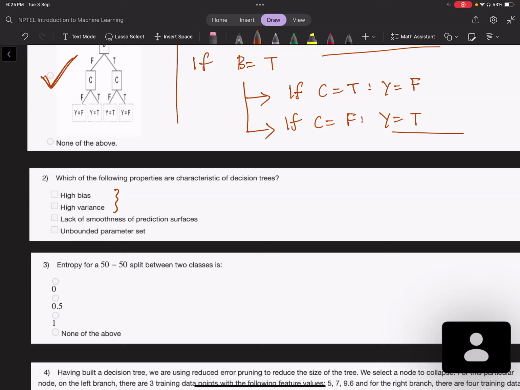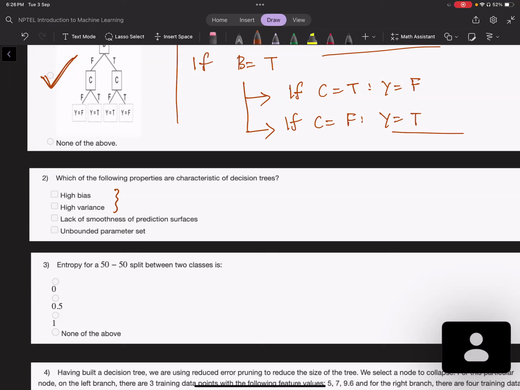As I just discussed earlier, decision trees are very unstable. If you change a small amount of data, that can result in a very different set of splits. So if I just change one true to false or any value, it will result in a very different set of decision trees, and that makes it highly variant with respect to the data set.